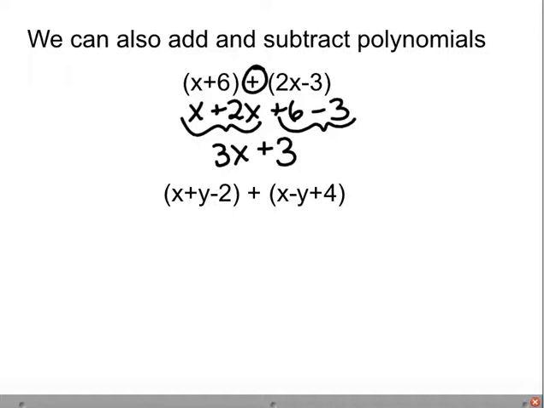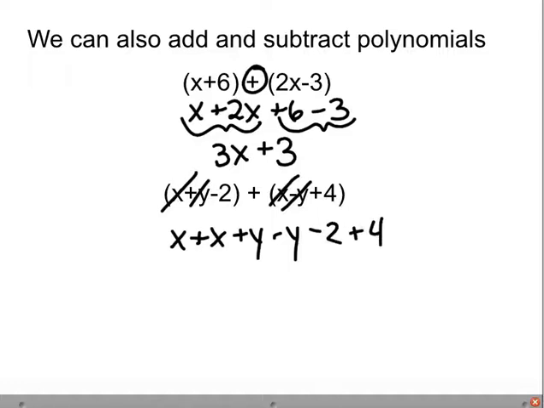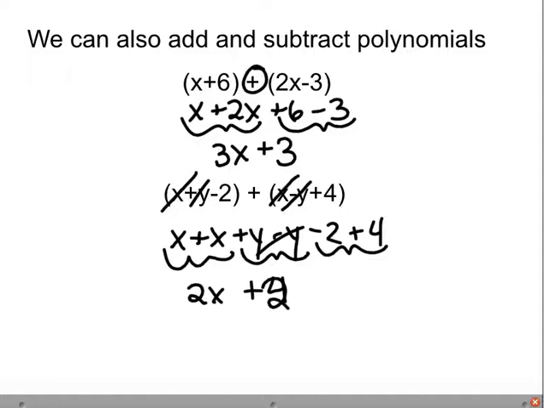Same with this next one, I'm going to move them into their groups. So I have an x plus x. All right, so I dealt with that one and that one. I have a y and a negative y. And I have a minus 2 and a plus 4. So I can combine each of these to say this is 2x. Well, y plus a negative y is 0. It goes away. And negative 2 plus 4 gives me a plus 2. So we end up with 2x plus 2.